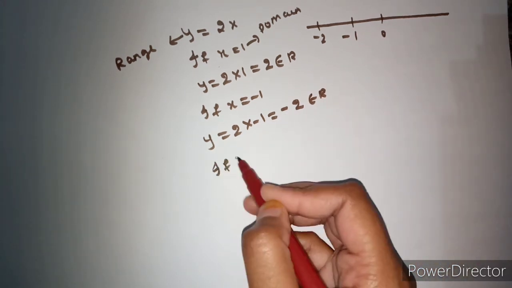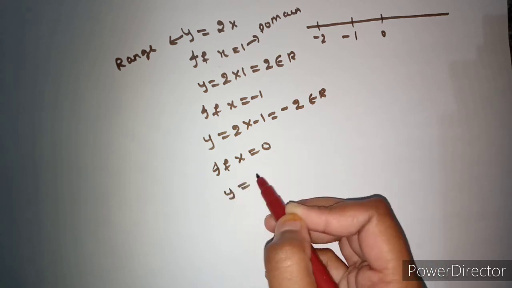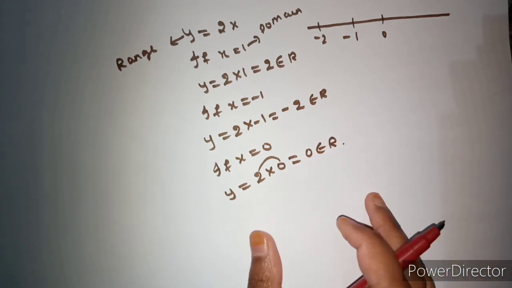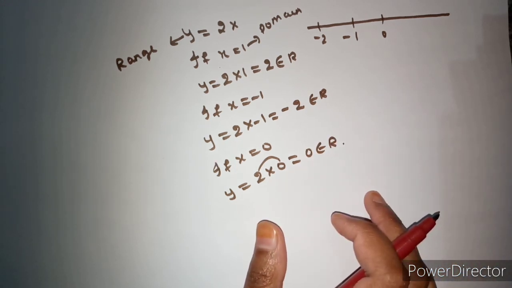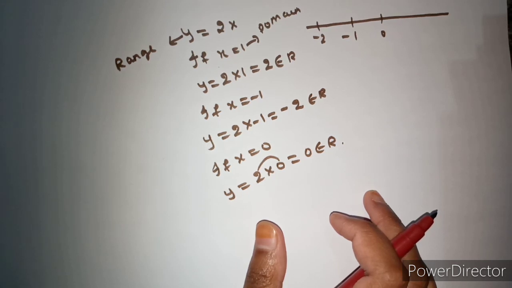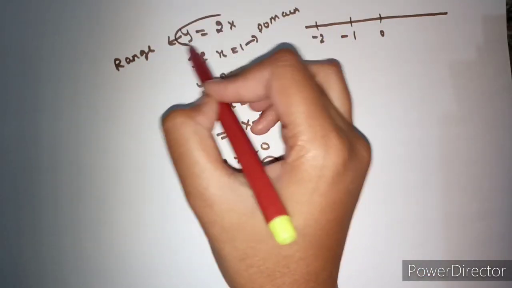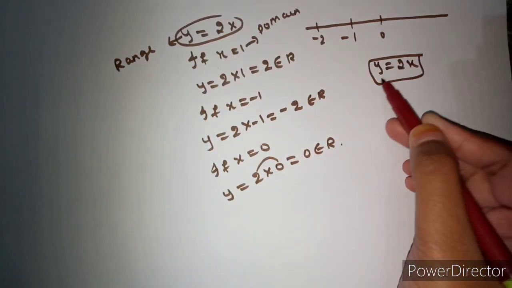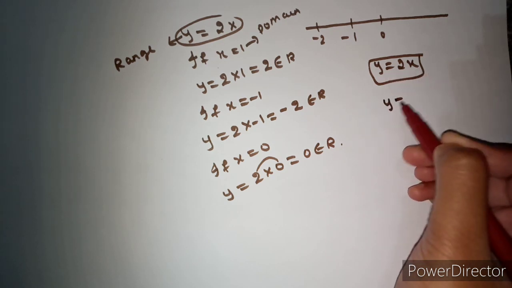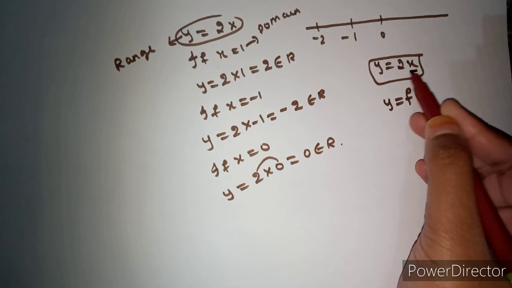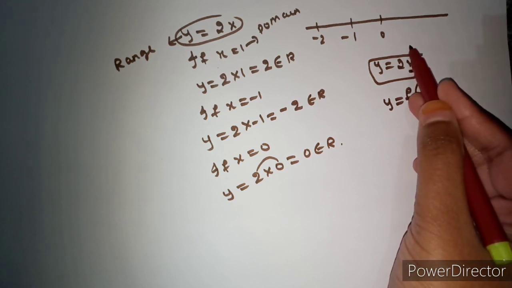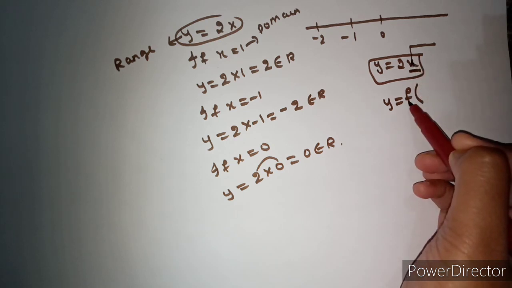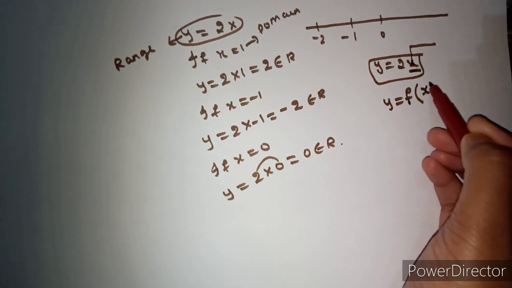Again, if I take x is equal to 0, y is equal to 2 into 0, 2 zeros are 0. 0 also belongs to real numbers. So whatever value I am taking in domain, range is belonging to real numbers. So this function y is equal to 2x is a real valued function. We can write this y is equal to 2x generally as y is equal to function of independent variable. If I am changing x, y is changing, so x is the independent variable. So we will write this as f of x.